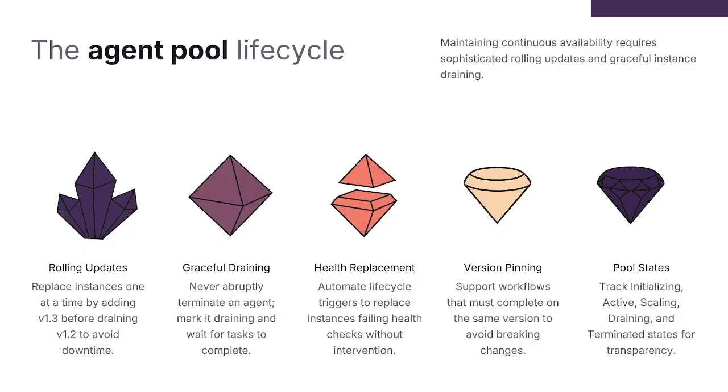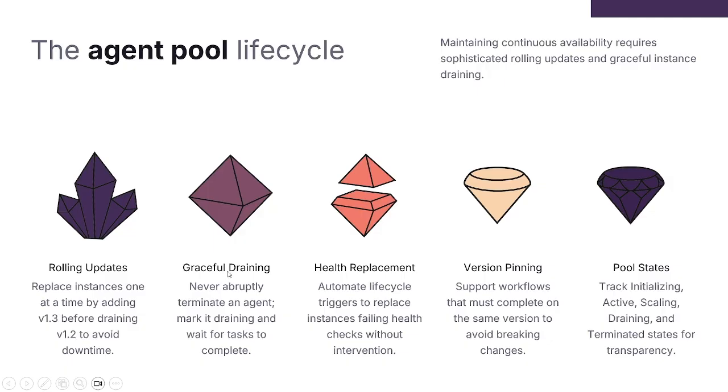When you are designing the agent pool lifecycle, make sure you implement rolling updates. That is, replace instances one at a time by adding version 1.3 before draining version 1.2 to avoid downtime. So do not just remove version 1.2. Make sure you add before you remove so that there will not be downtime in the system.